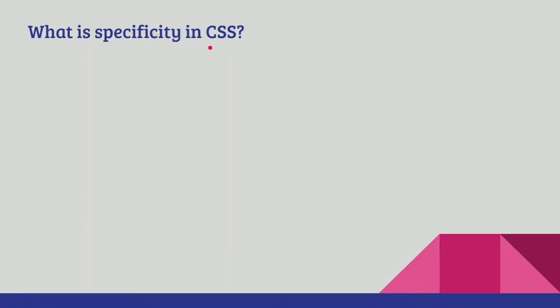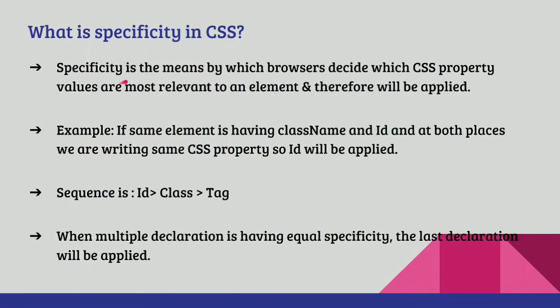What is specificity in CSS? Specificity is the means by which the browser decides which CSS property values are more relevant to an element and therefore will be applied. For example, if the same element has a class name and an ID, and at both places we write the same CSS property, which one, ID or class, should be applied? Let's see this in our VS Code to have a clear understanding of the concept.